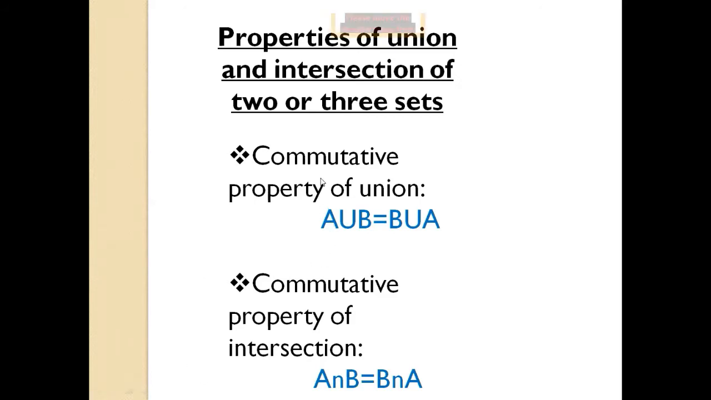The commutative property of union is A union B equals B union A. In this, both sides are equal: left hand side equals right hand side. First you will find A union B. What is the answer of A union B? It should be equal to B union A.